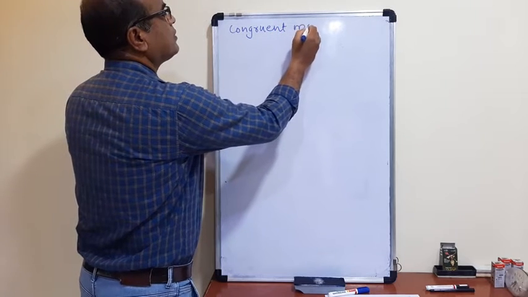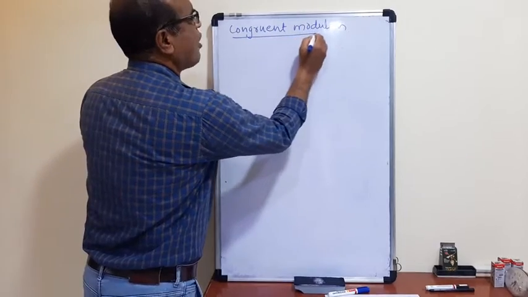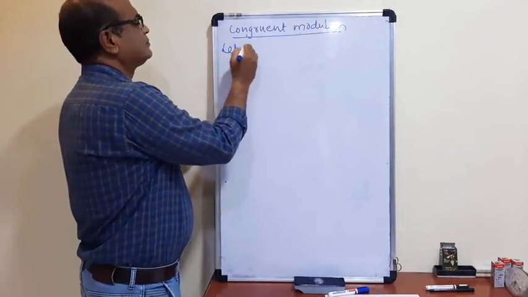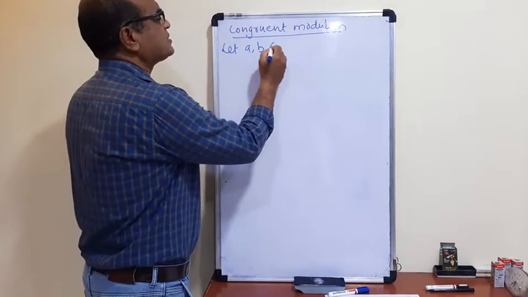Congruent modulo n here. Okay. What is the congruent modulo n? So let a and b be integers.